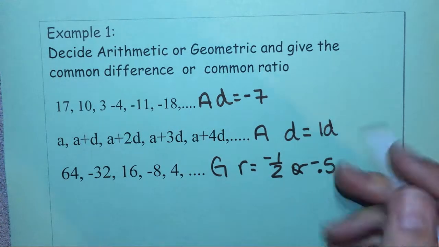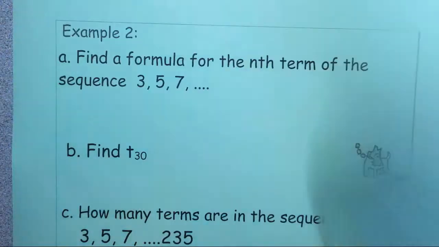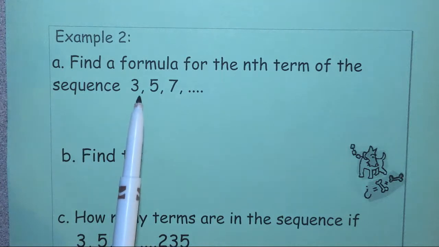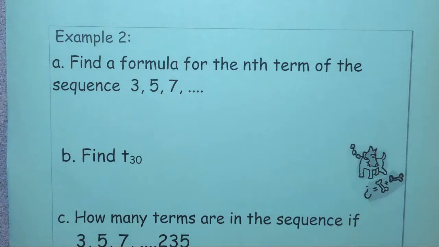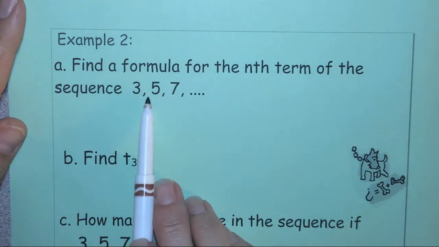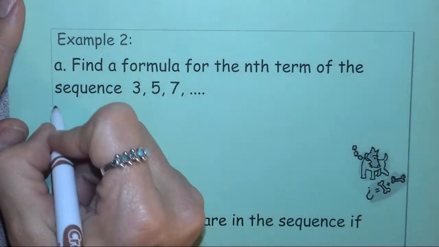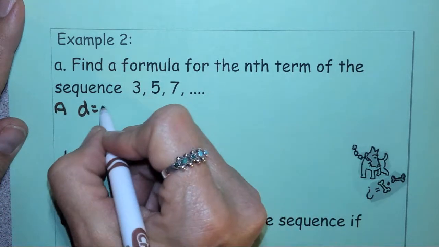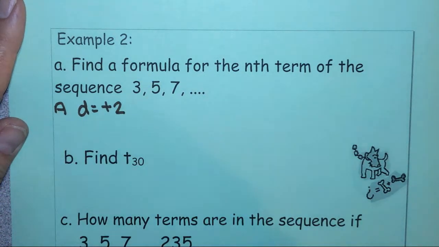Either one is fine. On your test, you will also have to be able to find the formula for the nth term of a sequence. In order to find the formula for the nth term of a sequence, the first thing you have to do is decide if it's arithmetic or if it's geometric. So how am I getting from 3 to 5 to 7? It's arithmetic, and my common difference is I'm adding 2 each time, so it's plus 2.